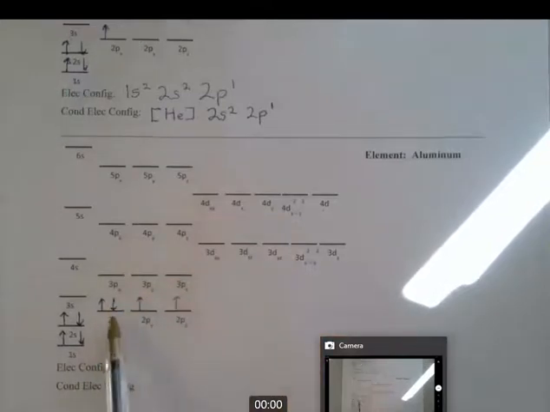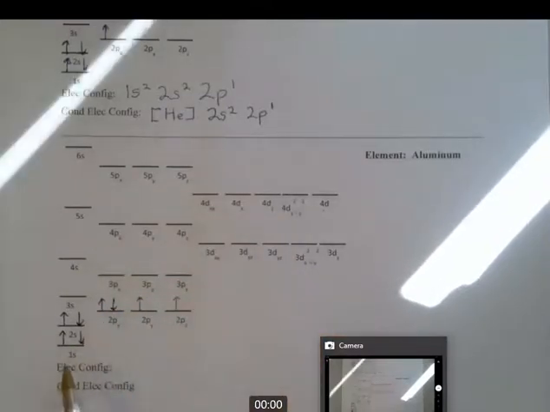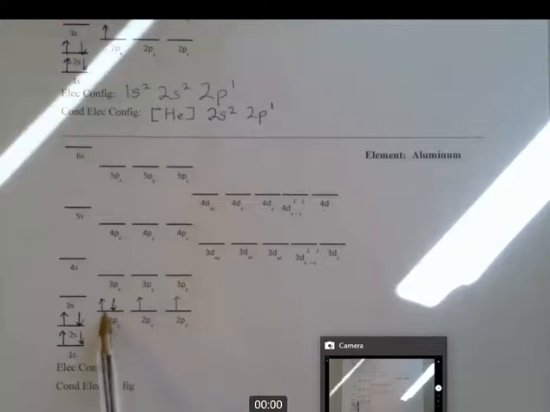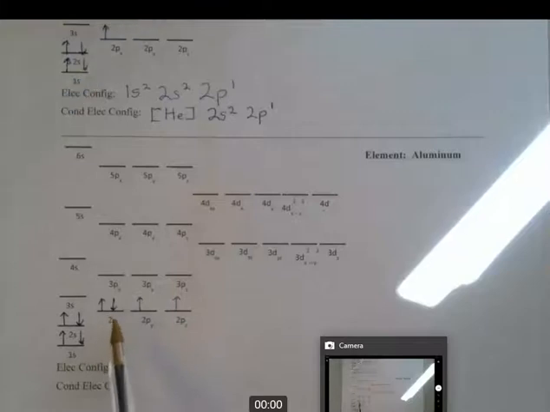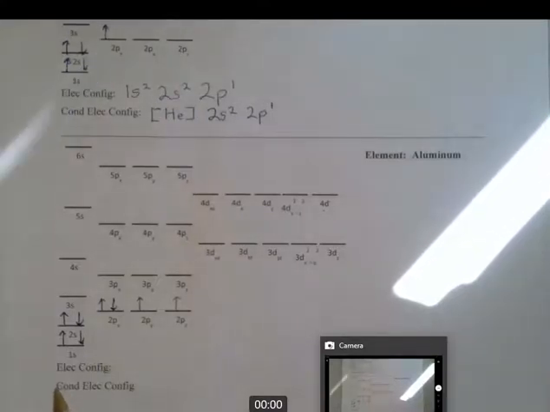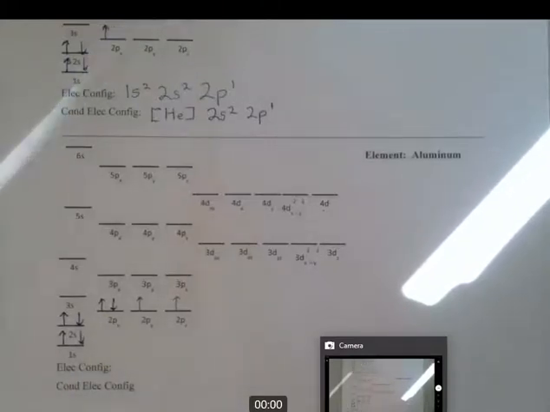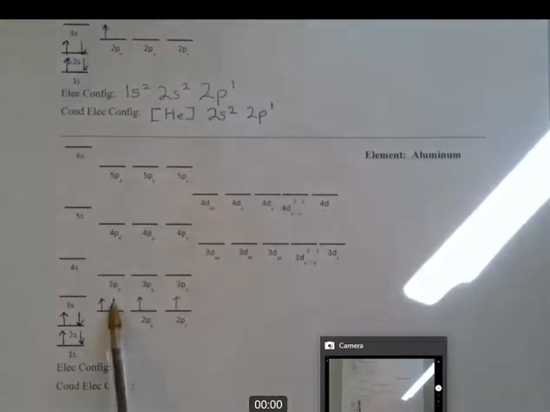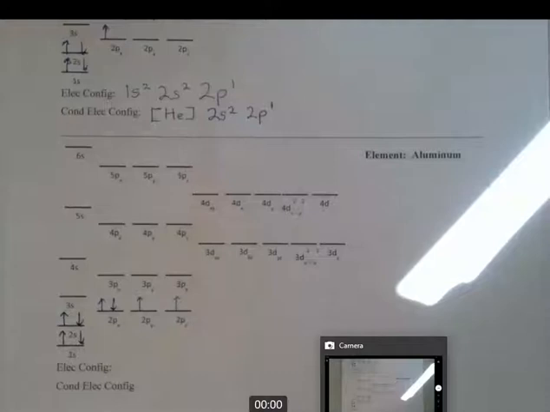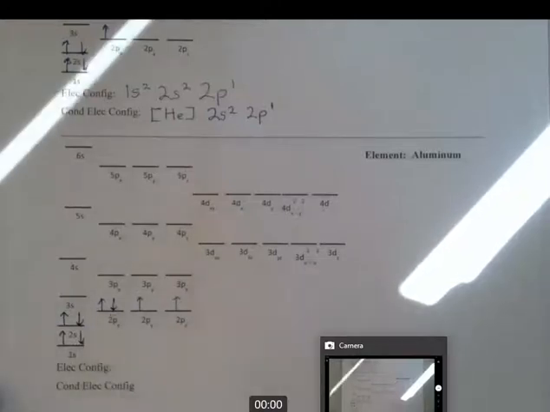And the down arrow represents an opposite spin from the up arrow. Electrons are negatively charged, so they repel each other. But opposite spins magnetically attract them to each other, so they don't repel each other quite as much as they would if they had the same spin. You don't need to understand anything more about it than that. That concept of spin is simply that opposite spin electrons have to be paired up in the same subshell. So that's called the Pauli exclusion principle.